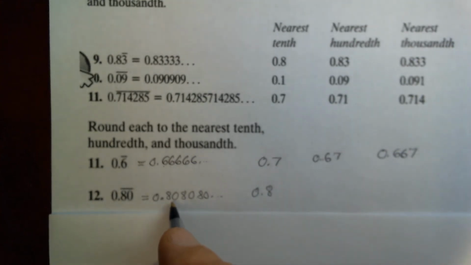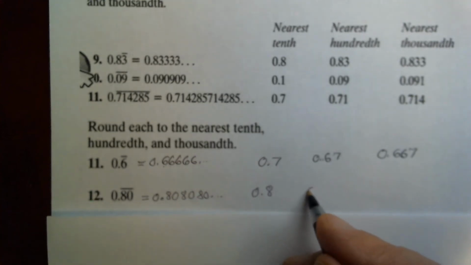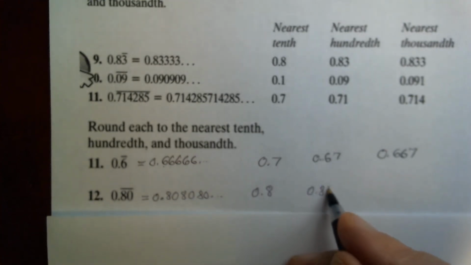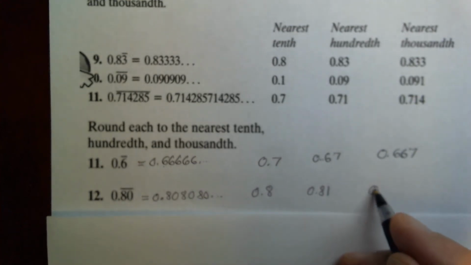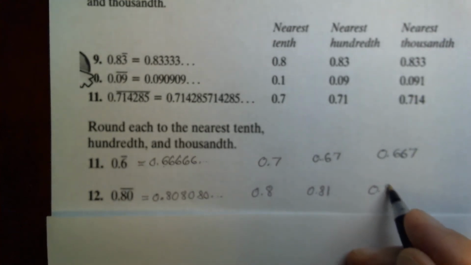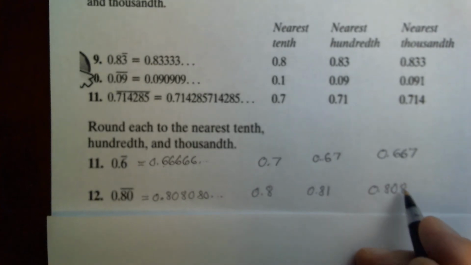Then to the nearest hundredth, it would be this 0 here. Since it's followed by an 8, we round it up to 1. So this is then 0.81. And the nearest thousandth would be this 8 here, followed by 0, so we round it down. And then it's 0.808.